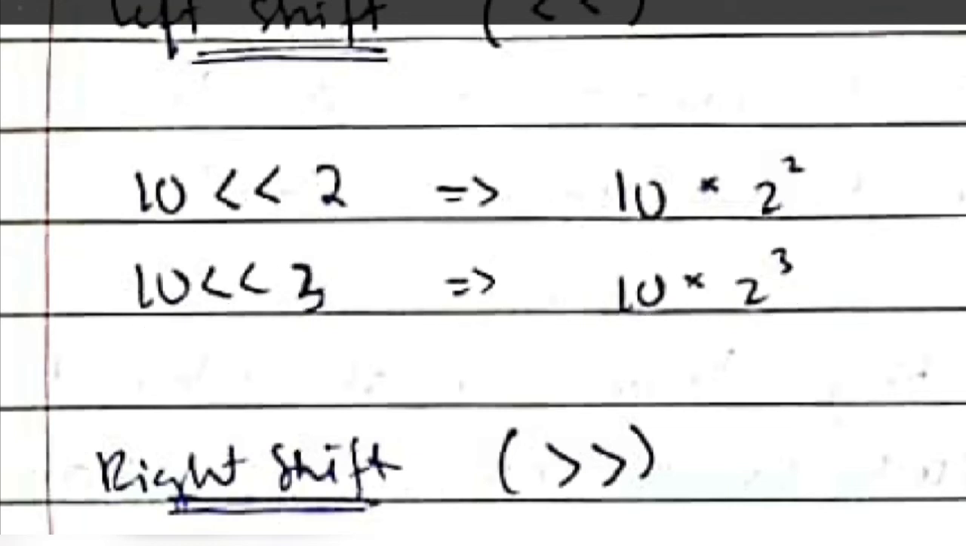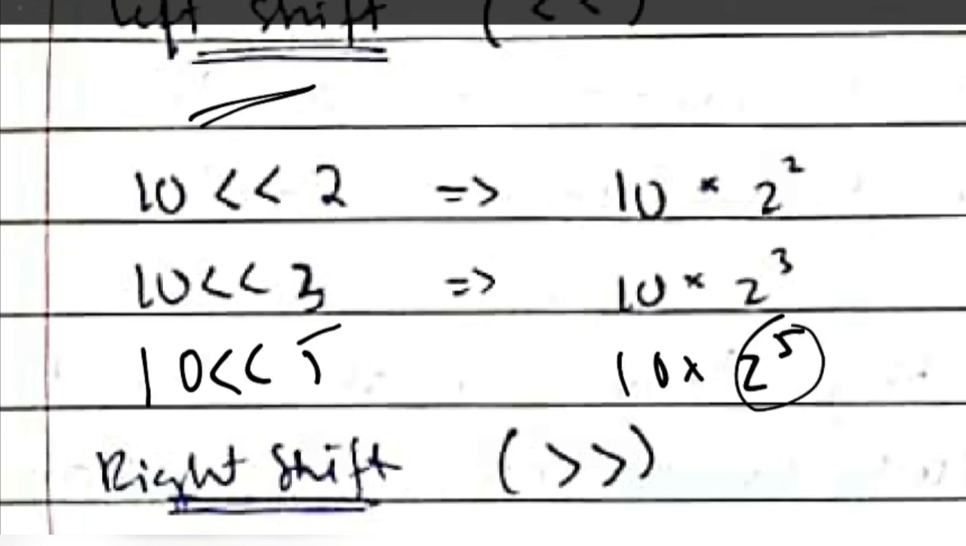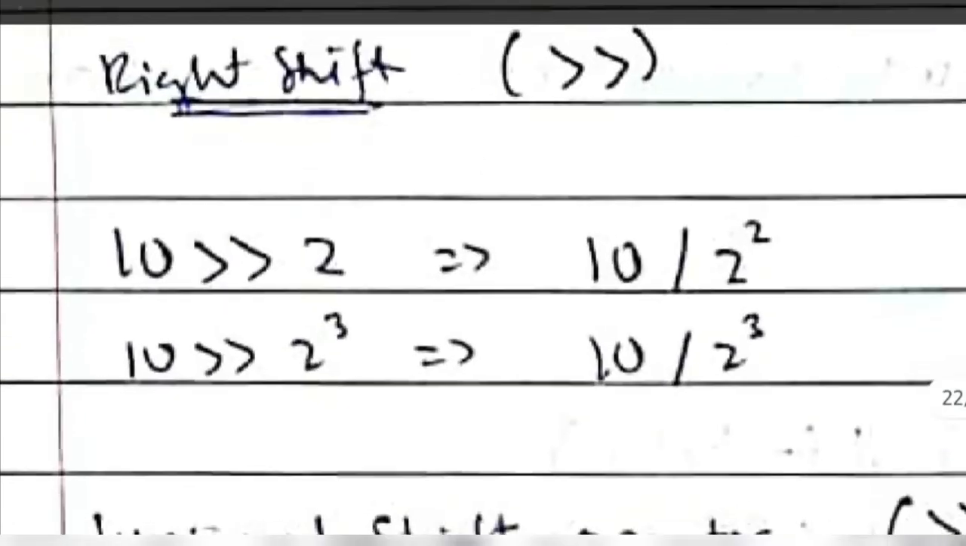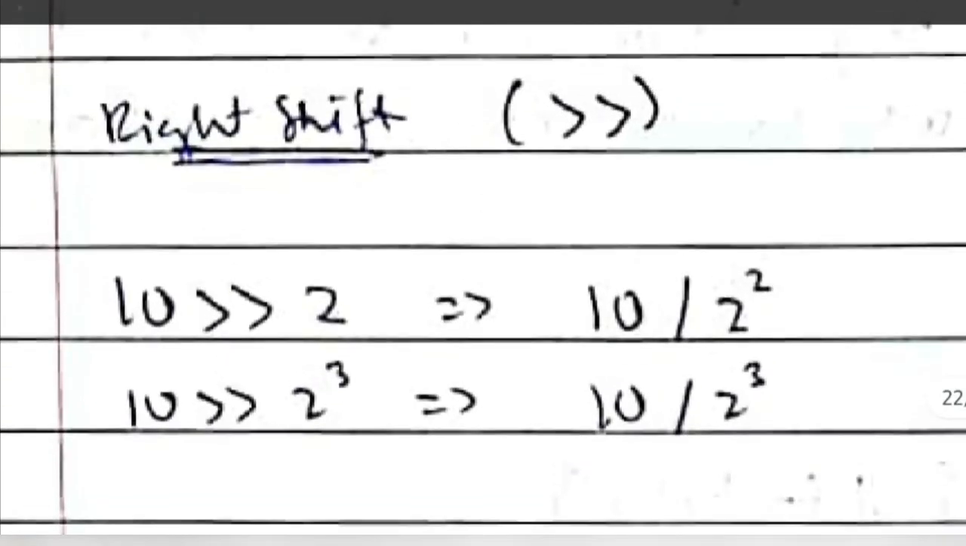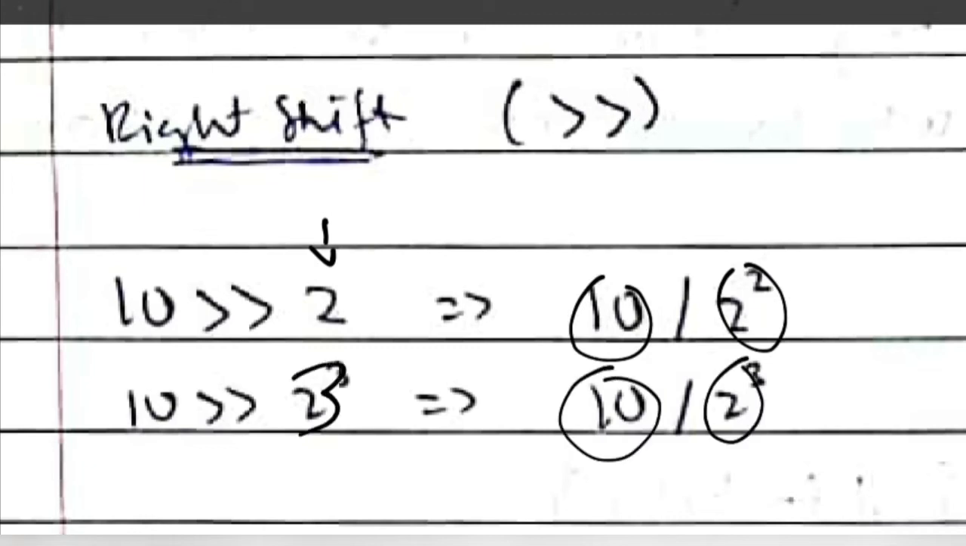Okay, so if I write here 10 << 5, I'll get 10 into 2 power 5. So this is for the left shift, and the right shift does the same thing but it divides. If I write here 2, it will be 10 divided by 2 square. If I write here 3, it will be 10 divided by 2 cube. So here it should be 3 actually, so it will be 10 divided by 2 cube.